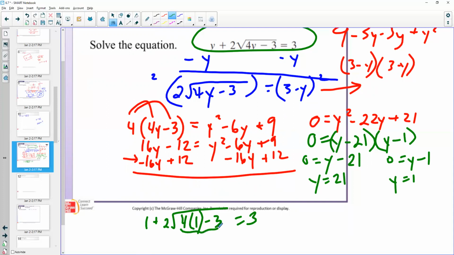Square root of 1 is 1. Okay, so that all becomes 1. 2 times 1 is 2, plus 1 is 3. That checks. So this is good.